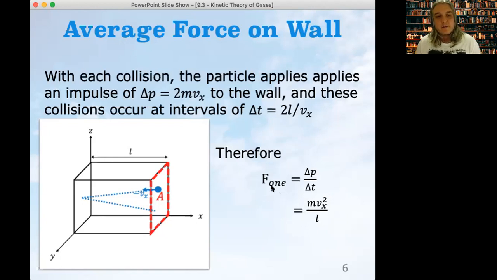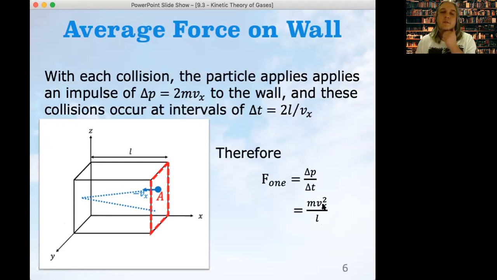So we have our time average force of one single particle on this area of the box. Remember, it does hit this one as well, but we don't care about that right now. We're just talking about this end of the box, is mv squared over L. So 2mv, and then we've got 2L over Vx on the bottom. So that Vx on the bottom goes up to the top. That's why we have Vx squared.